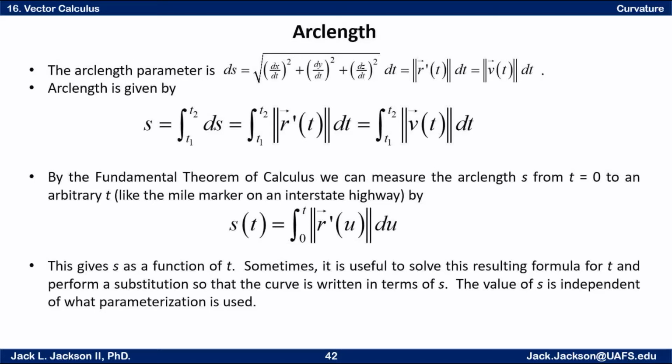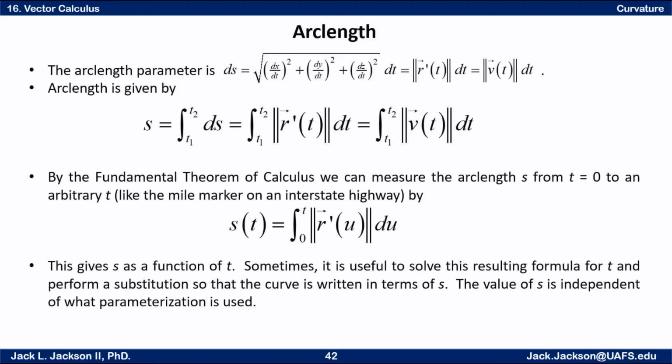Now, by the fundamental theorem of calculus, we can measure the arc length s from t equals 0 to an arbitrary t, like we would measure the mile marker on an interstate highway. It's the distance along the highway, not necessarily an east-west or north-south distance, or definitely not a straight distance, because the highway is not a straight highway. So if we take an interstate highway, the mile markers start at the western border of the state, and then they increase as we go to the east.